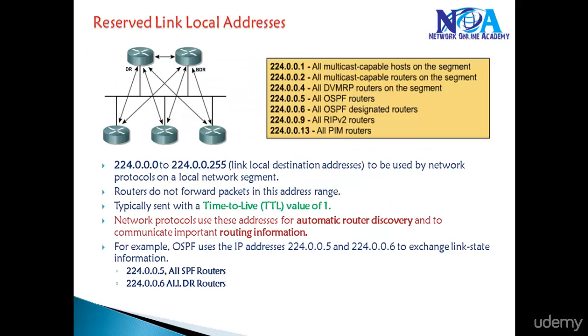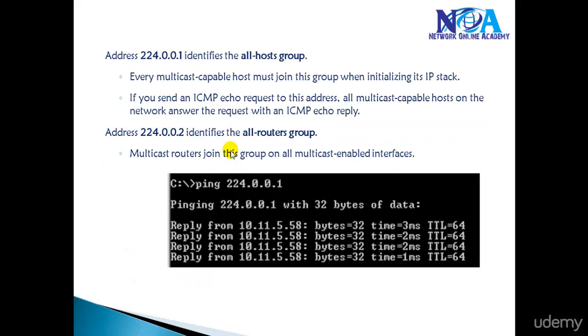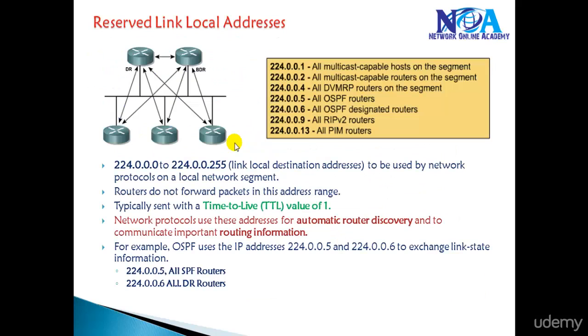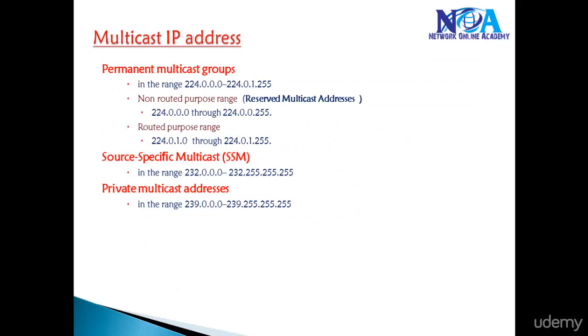Similarly we have some other multicast addresses, like 224.0.0.5 and 6 used by OSPF messages, 224.0.0.9 used by RIP version 2, and 224.0.0.10 used by EIGRP protocol, like that. So these are reserved for some protocols which work within less than one hop, in the same local segment. Now these are some examples of the non-routed range of permanent addresses.